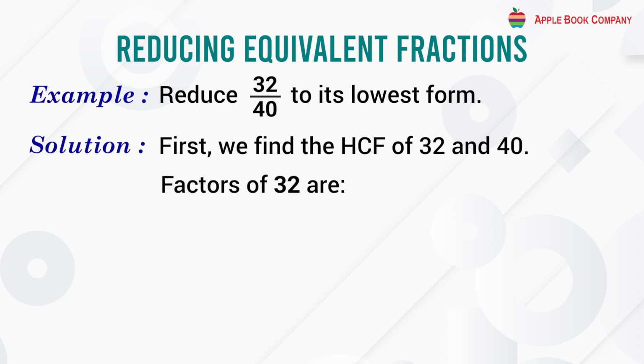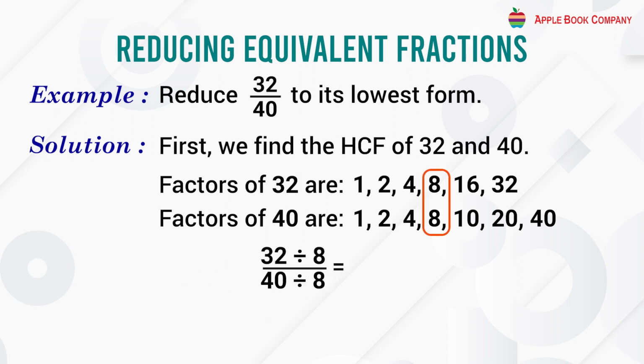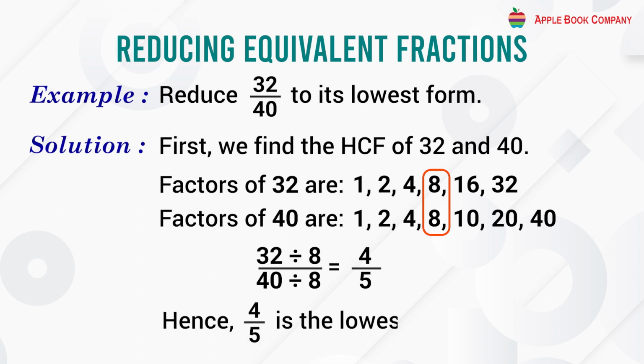The solution is, first we need to find the HCF of 32 and 40. What are the factors of 32? 1, 2, 4, 8, 16, 32. What are the factors of 40? 1, 2, 4, 5, 8, 10, 20, 40. So the highest common factor of 32 and 40 is 8. Now we divide 32 by 8 and we divide 40 by 8. You get 4 by 5. Hence 4 by 5 is the lowest form of 32 by 40.